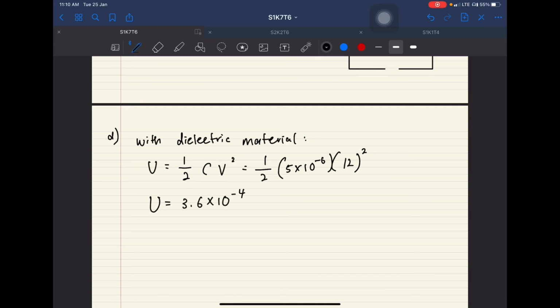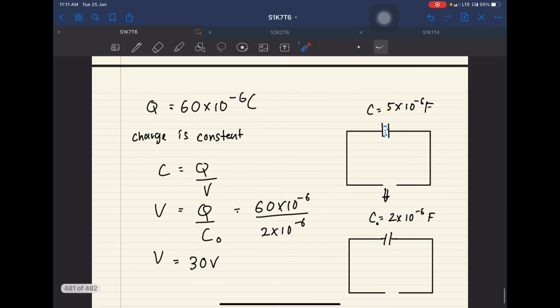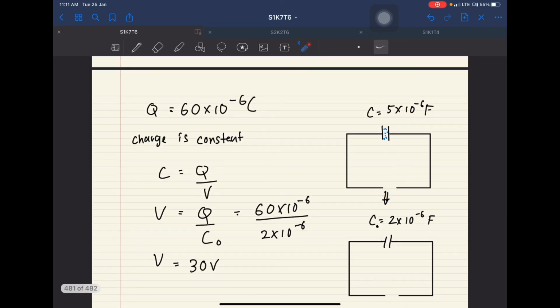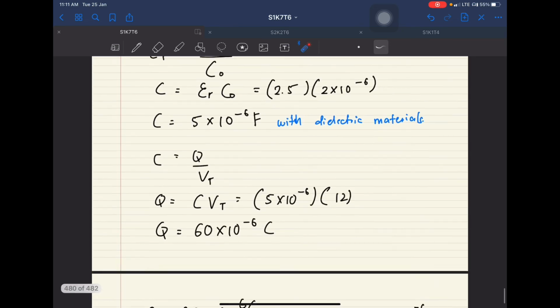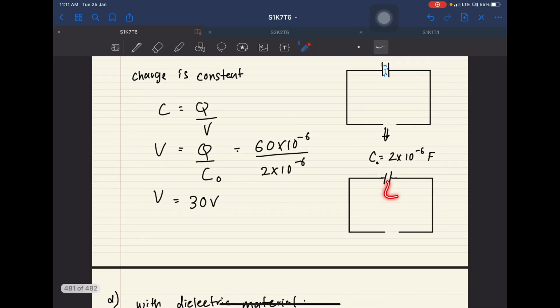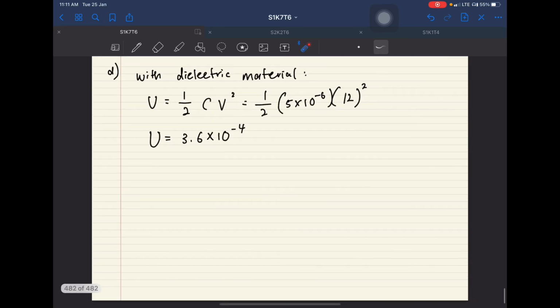So this one is with the dielectric material. Because it is fully charged, even though the power supply was removed, there is no power supply, but at this moment it is still fully charged, so you get the voltage from the previous one, which is why we use 12 volt. But once you remove the dielectric material, the charge will remain constant, but the C returns to the initial one. As a result, the voltage will be different.